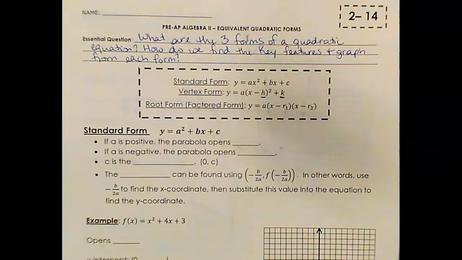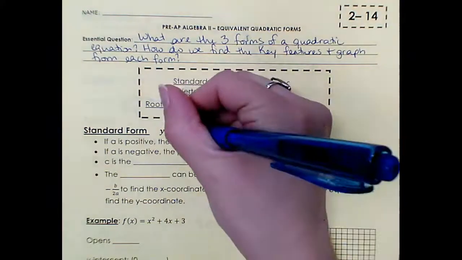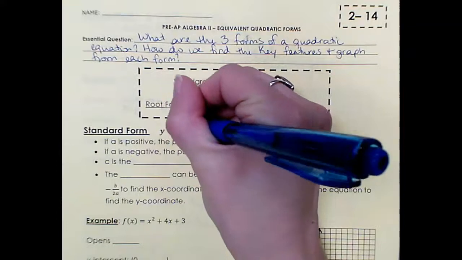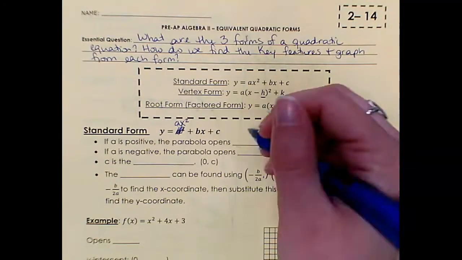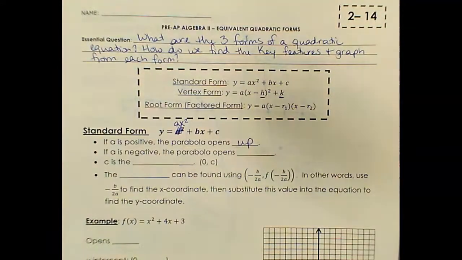So for standard form, this should have an x squared, not a squared. So you might want to fix that. If a is positive, then the parabola opens up. So it looks like that first parabola that we had in our notes this morning. But if a is negative, what way does the parabola open?